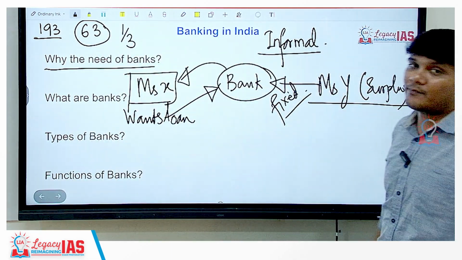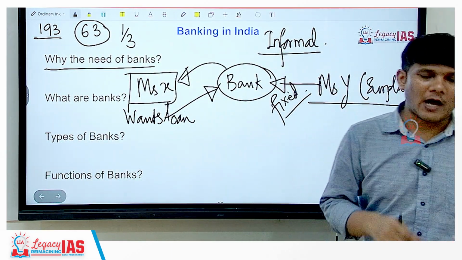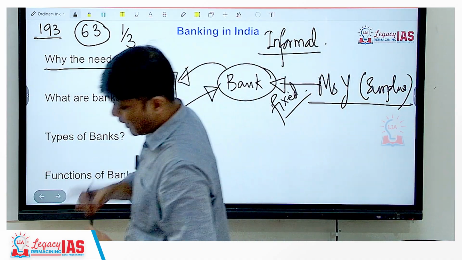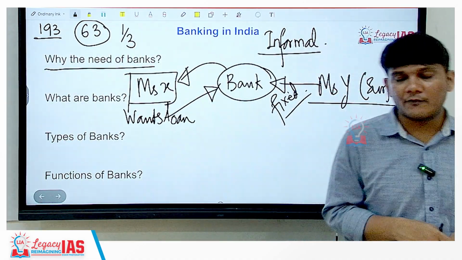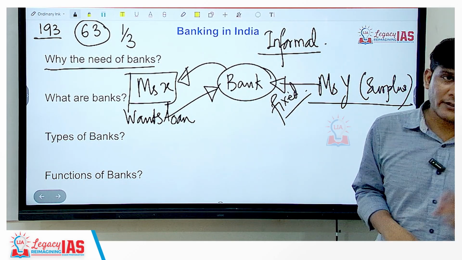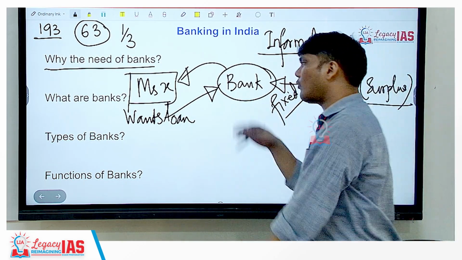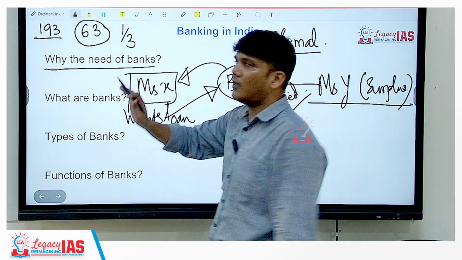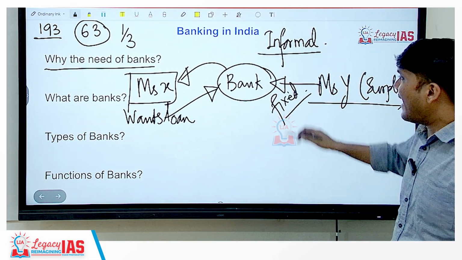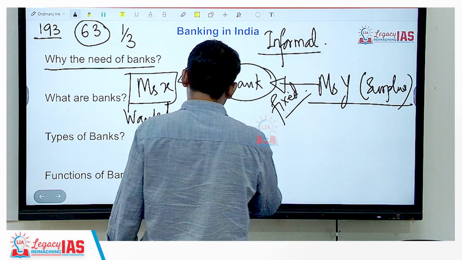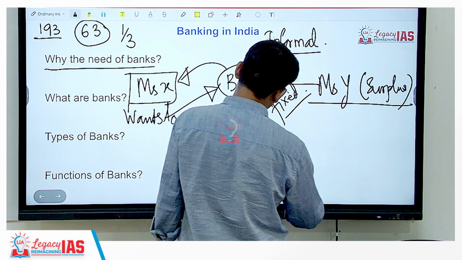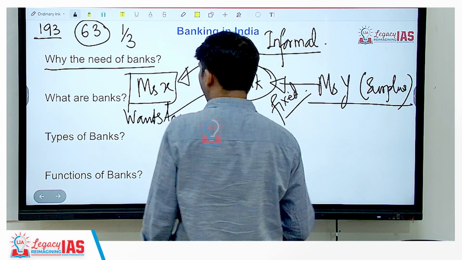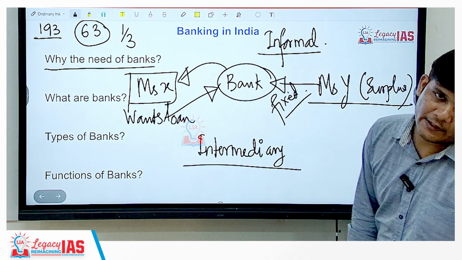How is the bank able to trust? Because the bank is going to ask you for your pay slip, your Aadhaar card, identification, address proof, undertaking. They will take certain things and ensure that yes, you are capable enough to repay, so I can give you the loan. So they will give the loan to you. So the bank is acting as an intermediary. The bank acts as an intermediary over here.